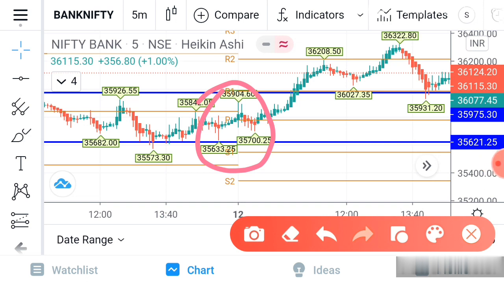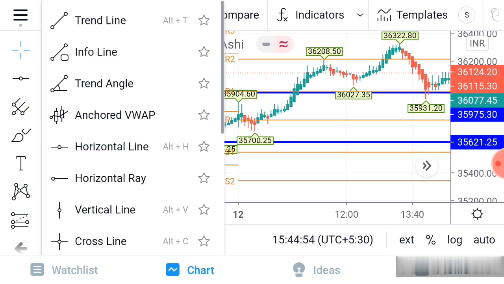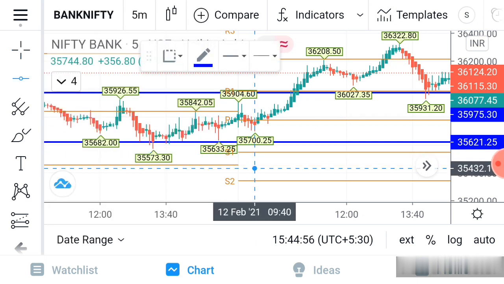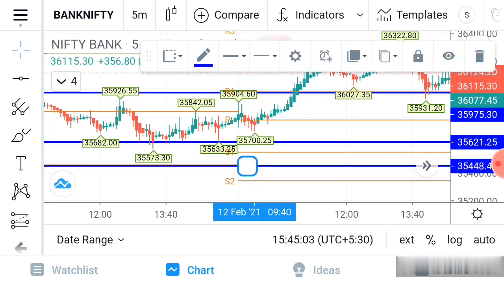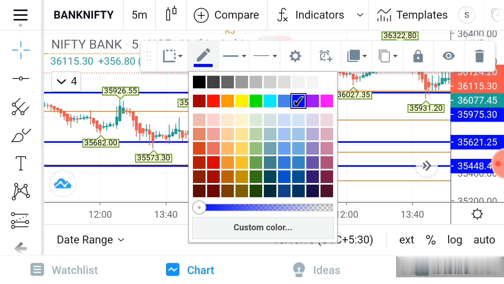Here also we can go to the horizontal line, and you have to mark all the previous day support and resistance. Here you can see there is a previous day support. This one you have to give a different color, then only it will be easy to understand. If you give all the same color, it will be very difficult to track. So we can give some, okay, brown color we will give.